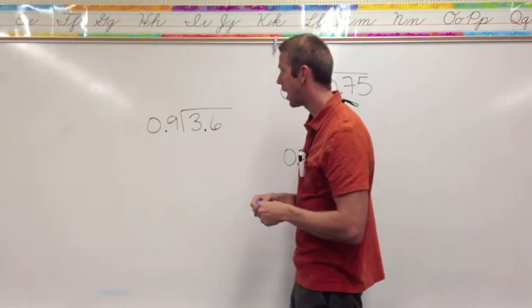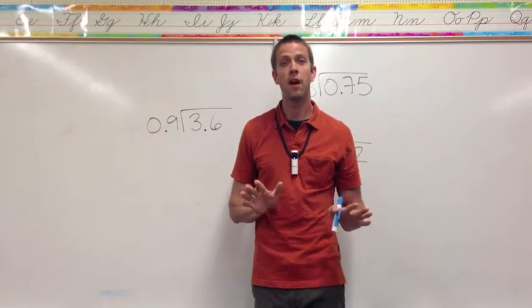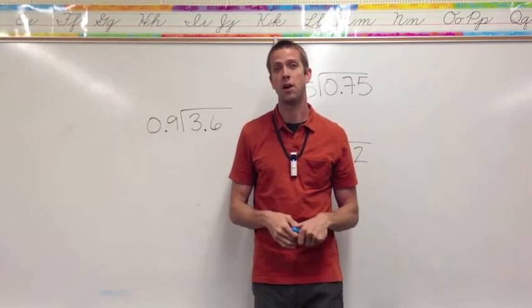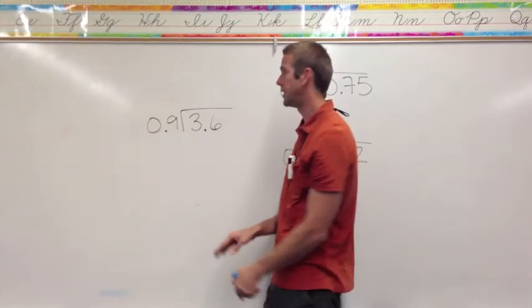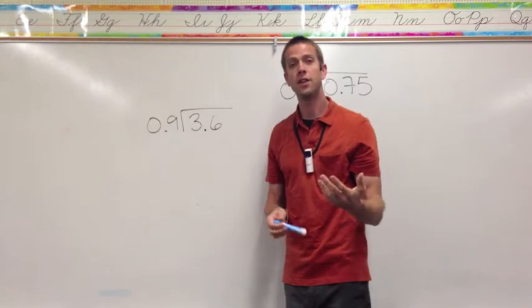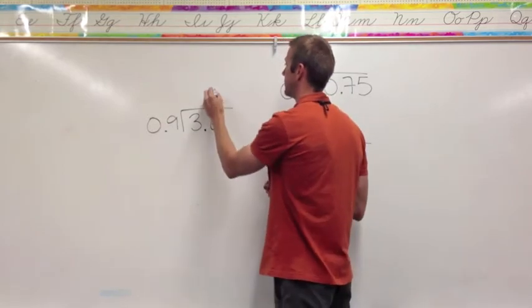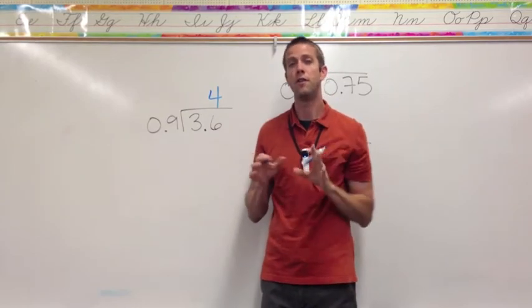On the surface, I want you to first divide without the decimals. Pretend they're not there. That's a great place to start. So instead of 0.9 into 3.6, I would start by saying, what's 9 into 36? And 9 goes into 36 4 times. So I know that 4 is going to be in my quotient with no other numbers.